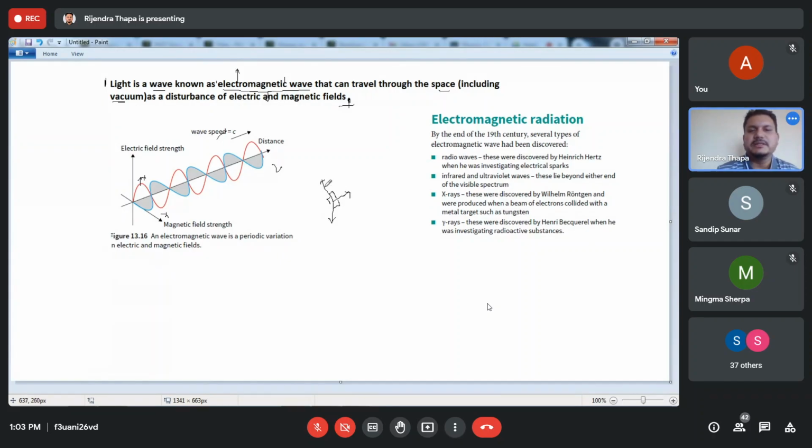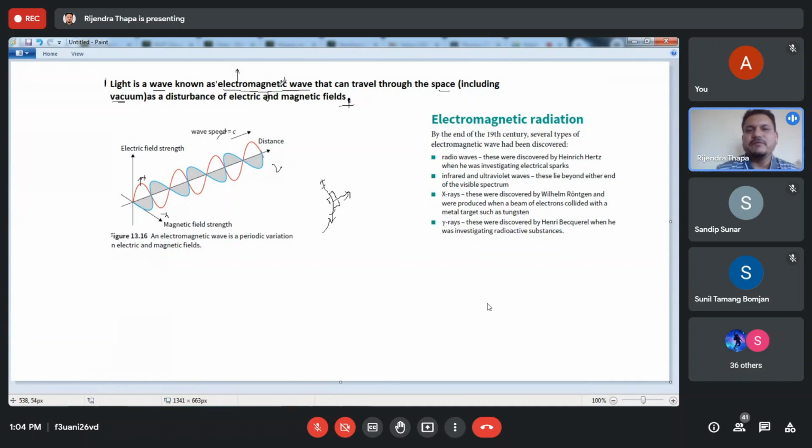So that means this and this are perpendicular, this and this are also perpendicular, and this and this are also perpendicular. Okay, so we finished our first objective, saying that light is a wave, and this wave is known as an electromagnetic wave. Electromagnetic wave means the electric field creating a magnetic field, and the magnetic field in turn creating an electric field, and that can travel through space.